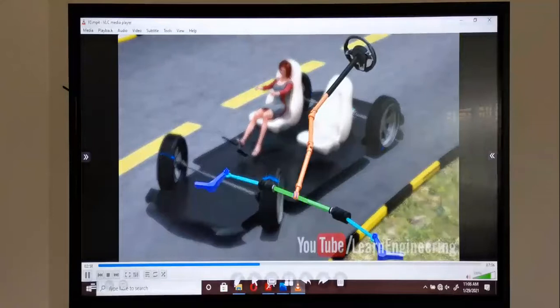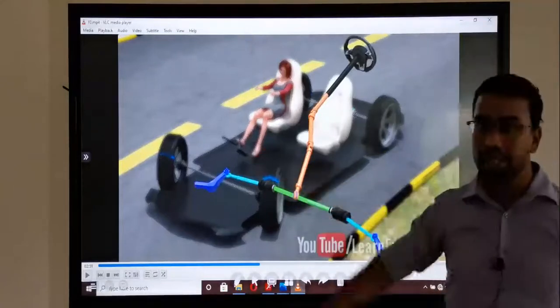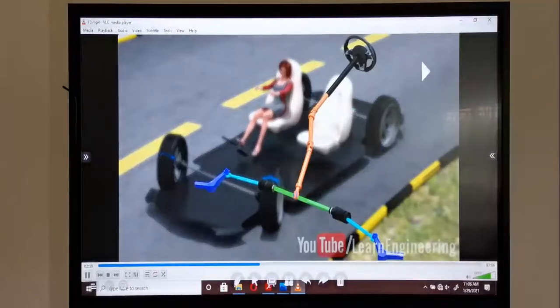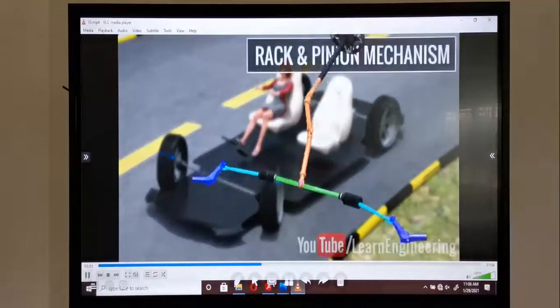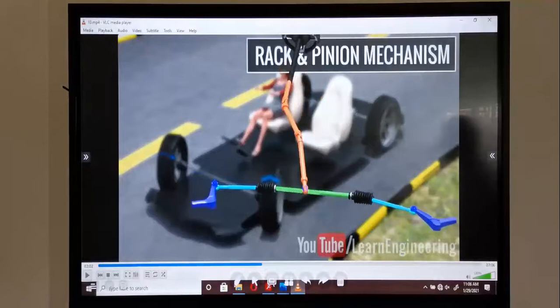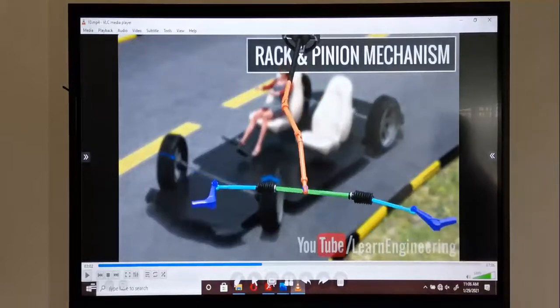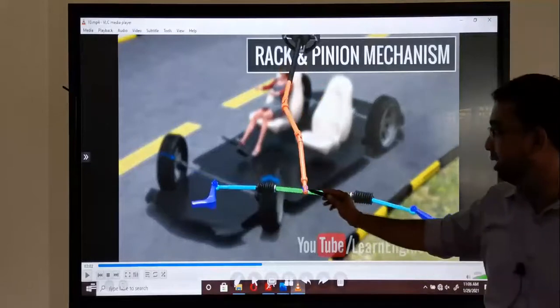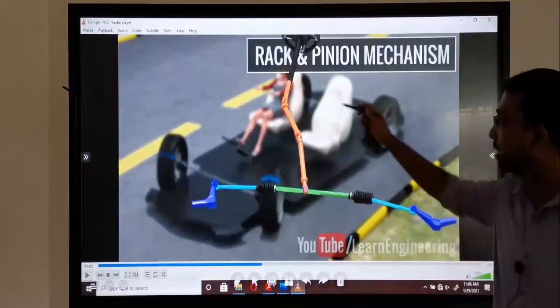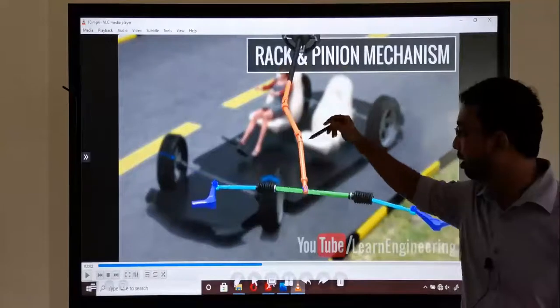So because of that, we have to maintain that this wheel angle is higher than the outer wheel. According to that, there is a rack and pinion mechanism. Here there are some mechanical linkages. Here you can see this is the track, this is the steering column, and there is a flexible joint.